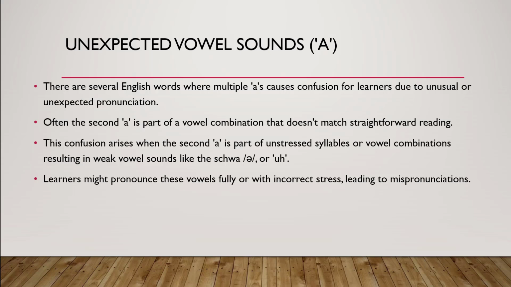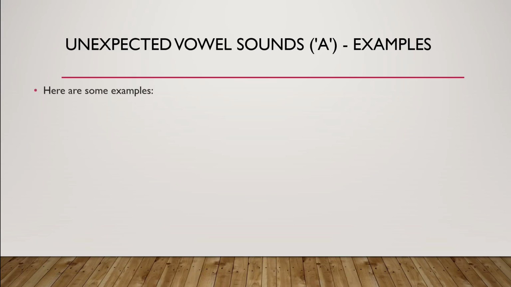Now, as a learner, you might be trying to pronounce the vowels fully or with the wrong stress, and this, of course, could lead to mispronunciations, which we want to avoid. So let's look at some examples. Banana. In this case, the second A is actually not the problem. It's the ones before it and after it. So don't say banana, you say banana.